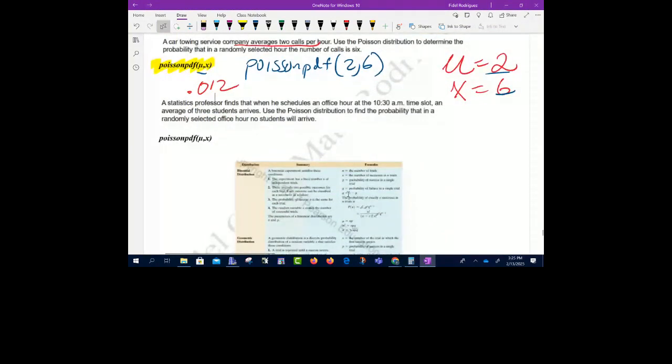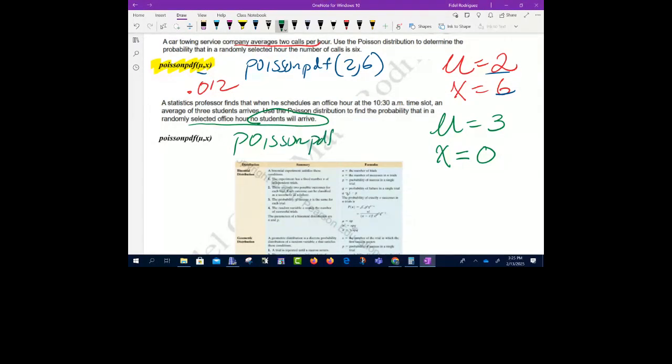Let's try another one. A statistics professor finds that when he schedules an office hour at the 10:30 a.m. time slot, an average of 3 students arrives. Y'all, that's telling me my mu. My mu is 3. Use the Poisson distribution to find the probability that at randomly selected office hours, no students arrive. Y'all, what would be my value of X here if it's no students? 0. Very good.